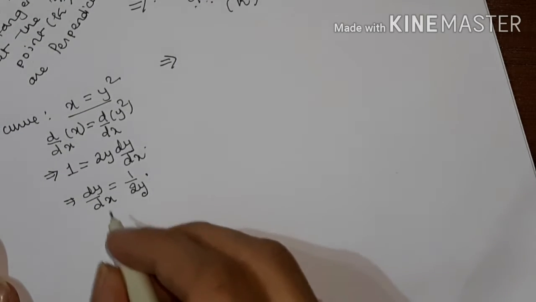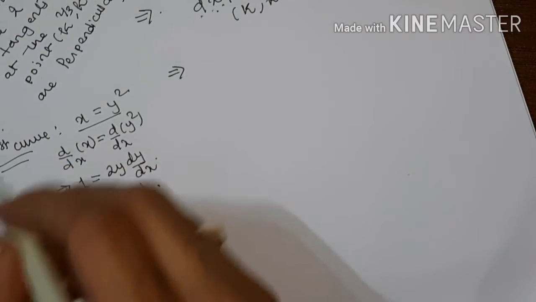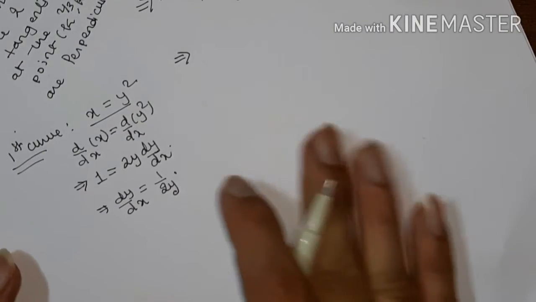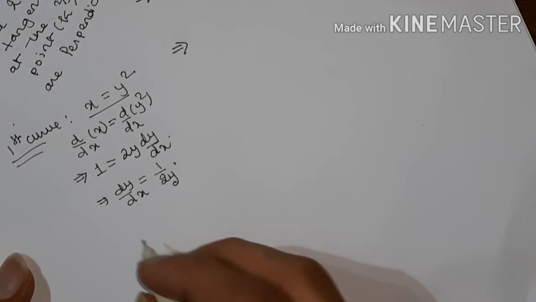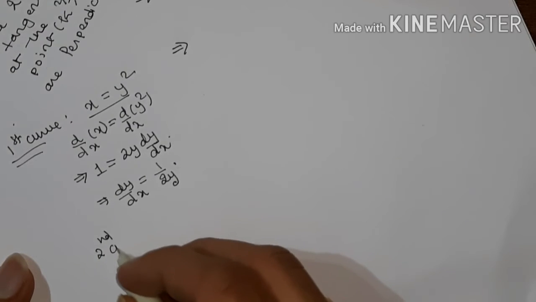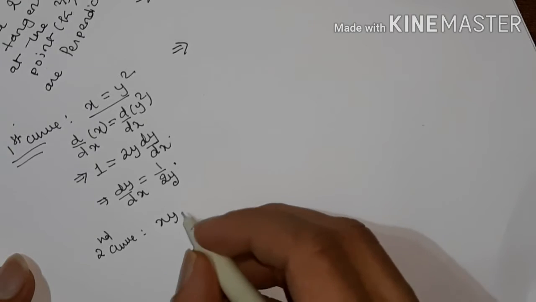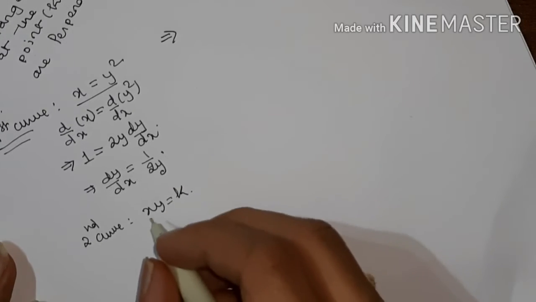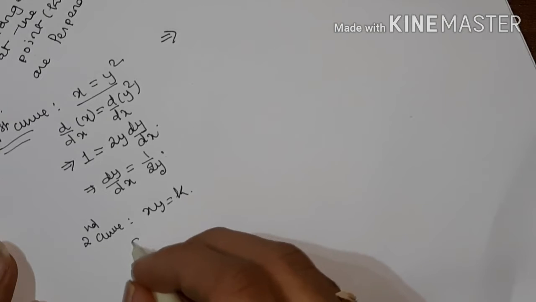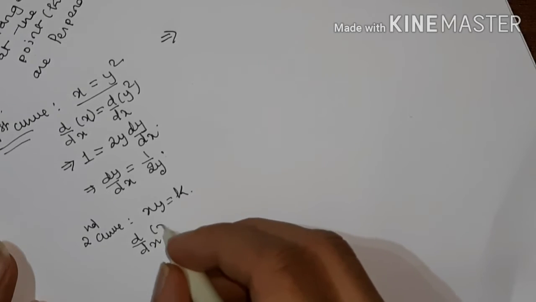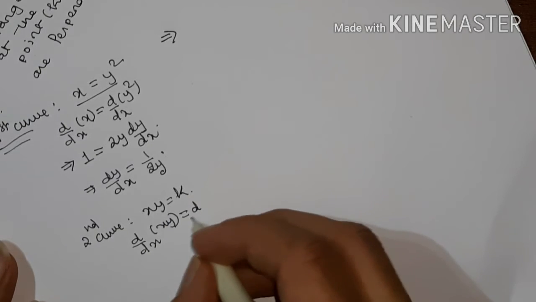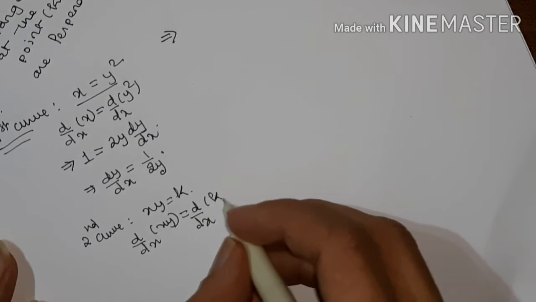Okay, this is for the first curve, right? Now we will find dy by dx for the second curve. So for the second curve, xy is equal to k. If we differentiate on both sides, what do we get? d by dx of xy equal to d by dx of k.